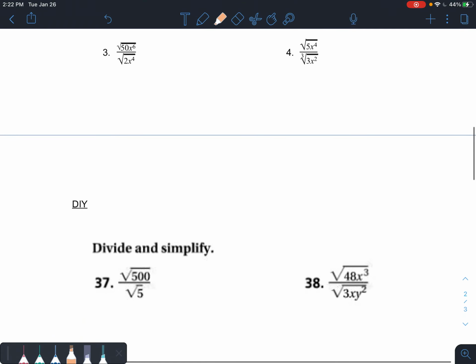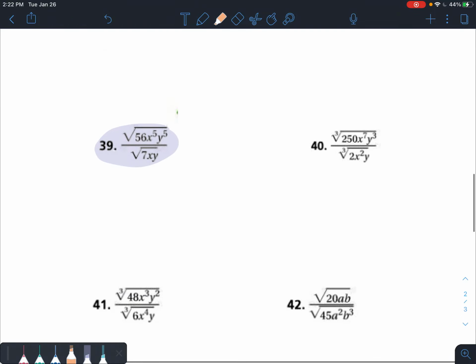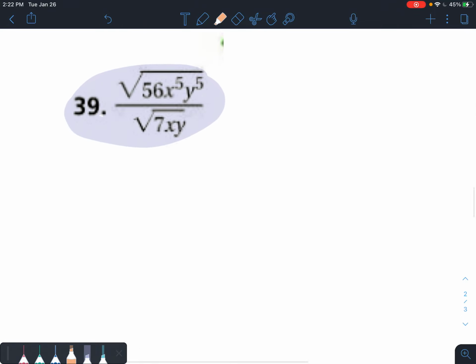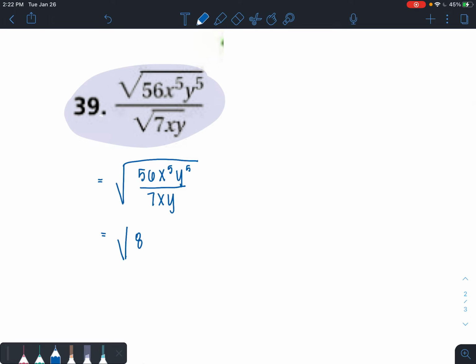Okay. And we'll leave those next two. Let's do this last problem right here. So I'm going to rewrite this as the square root of 56x to the 5th y to the 5th over 7xy. 56 divided by 7 is 8. 5 minus 1 is 4. And 5 minus 1 is 4.